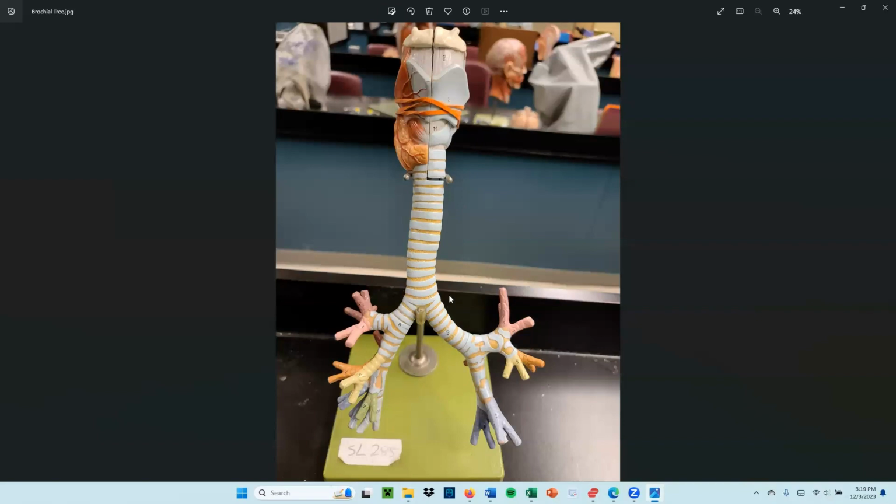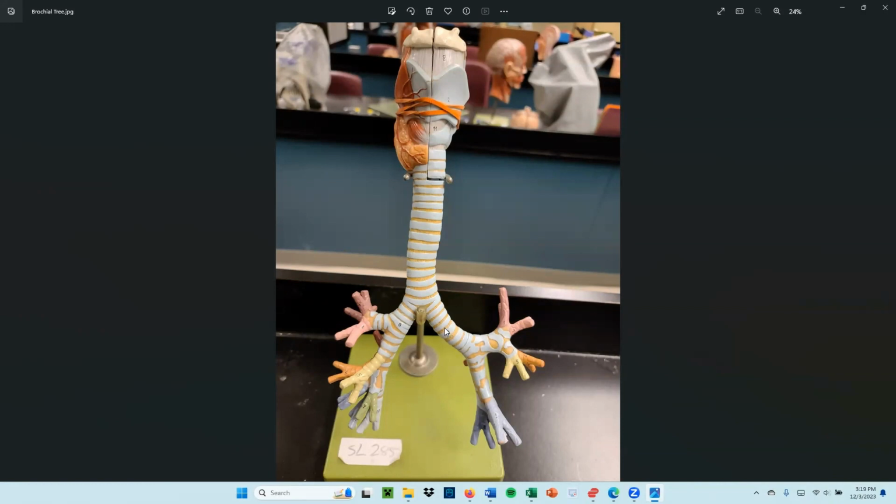Once we get to this level here, this point where the trachea becomes the bronchi, the splitting off is called the carina, C-A-R-I-N-A. So if I put an arrow right here on that point of the division, that's carina. And then we have our left and our right primary bronchi.